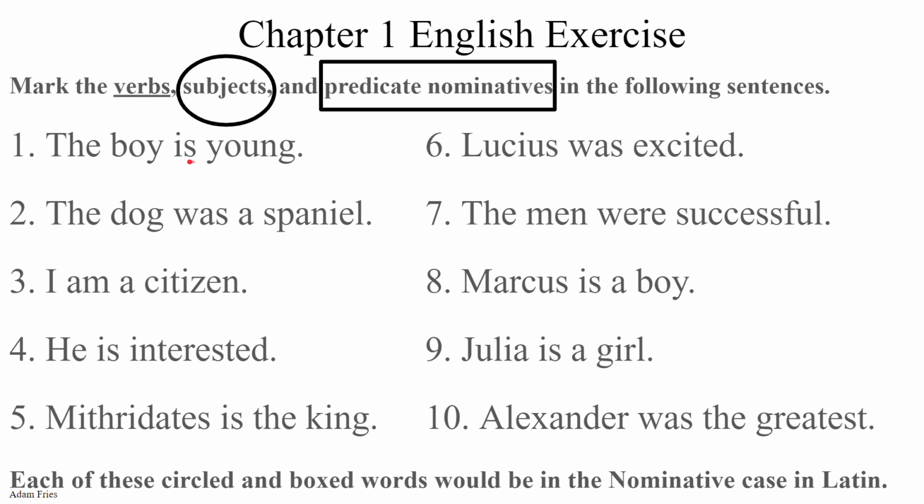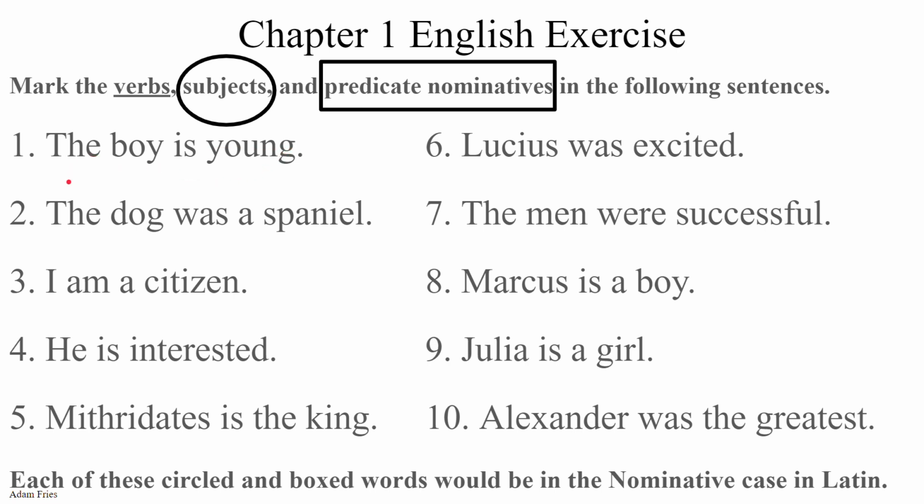The verb is, a linking verb. Underline is. We're going to circle the subject. So ask yourself, who is young? The answer is the boy, making boy the subject. Circle boy. We've circled boy, we've underlined is, and we put a box around the predicate nominative, the noun or the adjective describing the subject with a linking verb. The boy is young. So circle, underline, box.